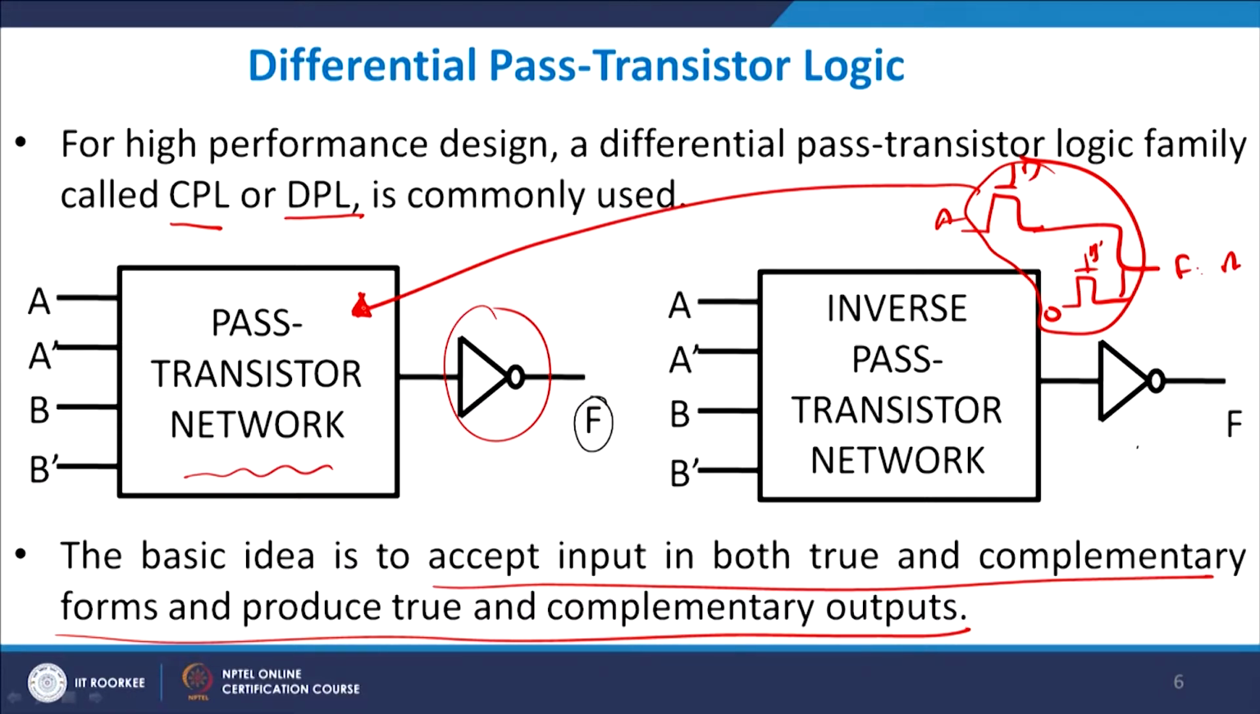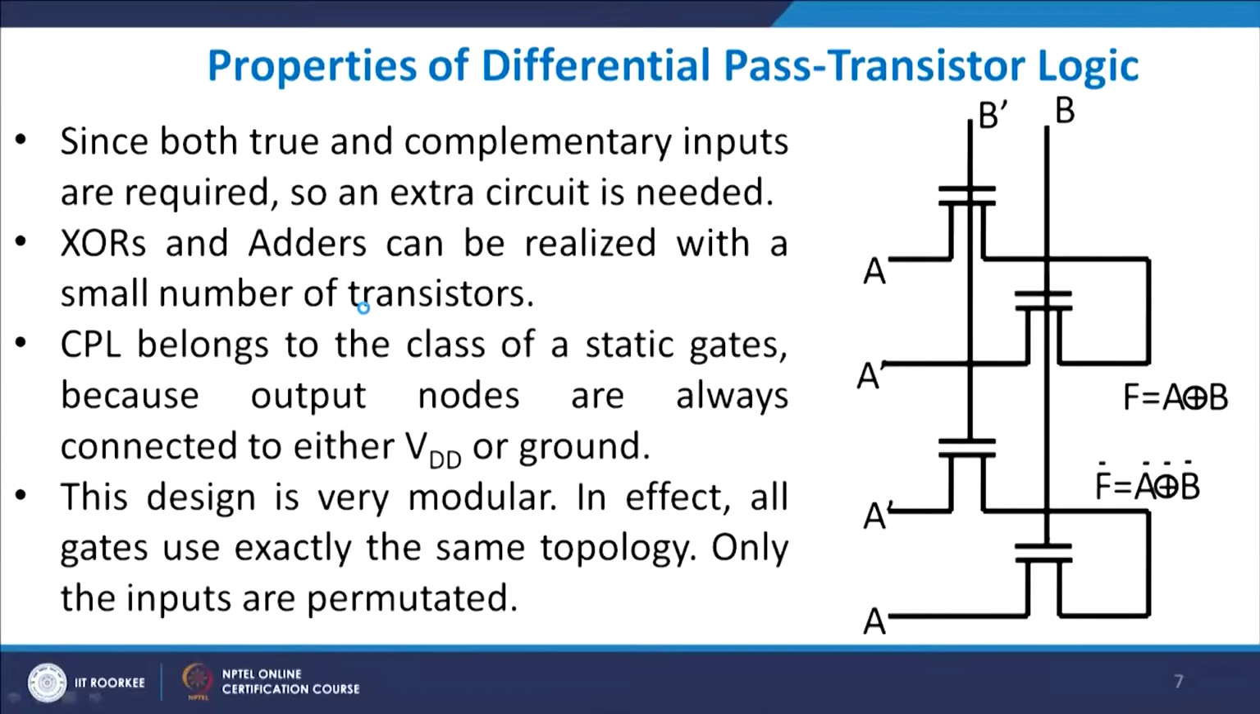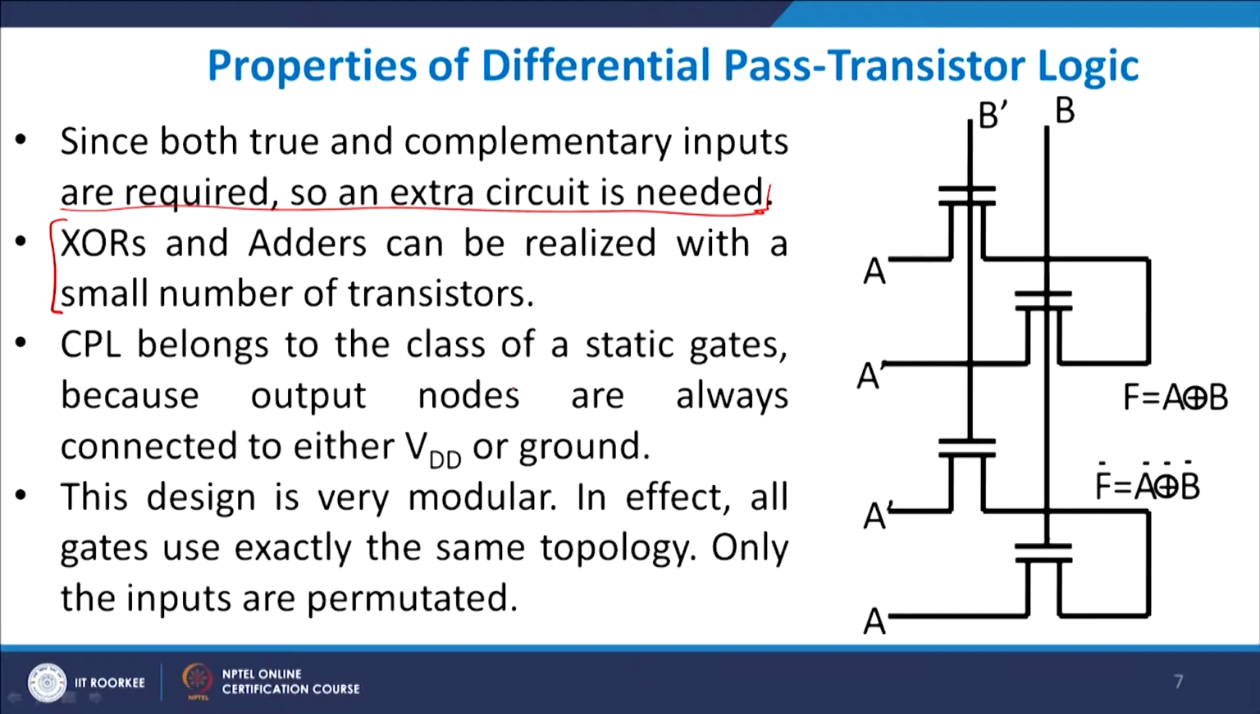With this idea, let me come to the next one: the properties of differential pass transistor logic, and let us see how it works out. Since both true and complementary inputs are required, extra circuitry is needed just to complement the signal. So I require an extra static inverter to complement the signals. Of course, XORs and adders can be realized using small transistors. One example is given here, where XOR and XNOR are designed.